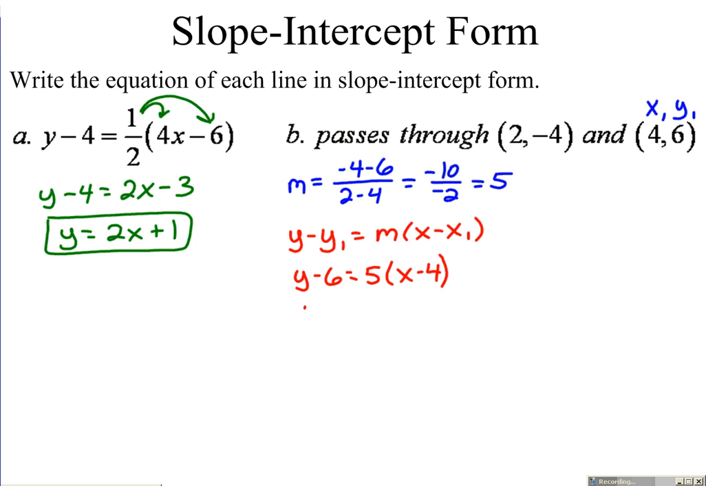Same 2 steps. Distribute the slope. Move the constant over. y equals 5x minus 14.